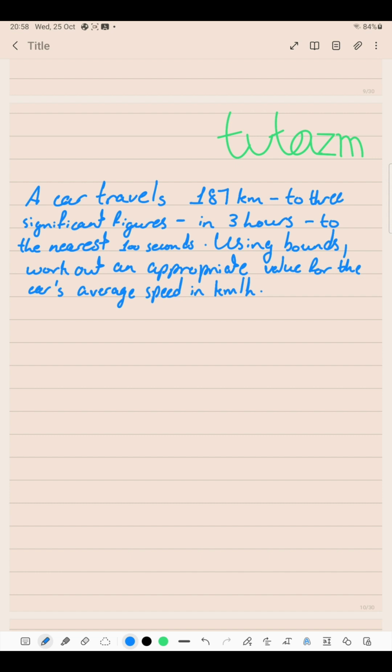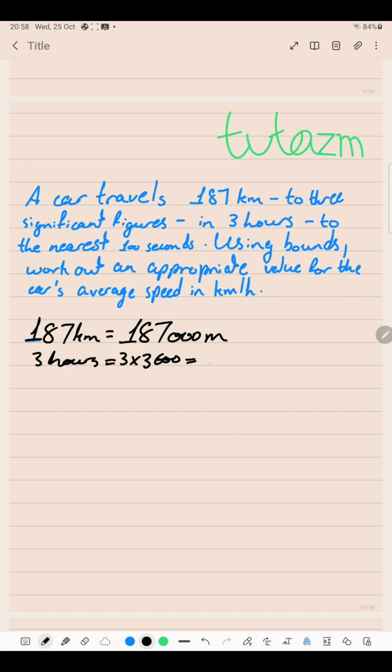So there are a couple of ways that we can go about doing this question, but I think we'll go about it by converting the speed into meters per second and then using our conversion rate to turn it back into kilometers per hour. So let's start by doing that then. 187 kilometers, first of all, is 187,000 meters. 3 hours in seconds is 3 times 3,600, which is 10,800 seconds.